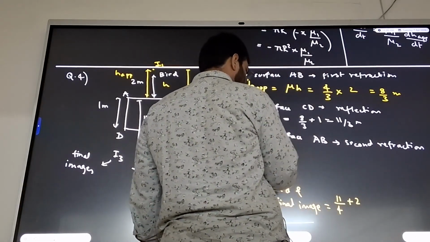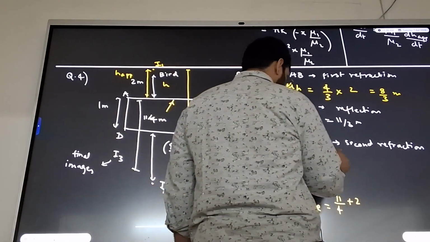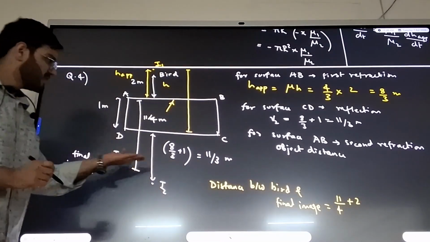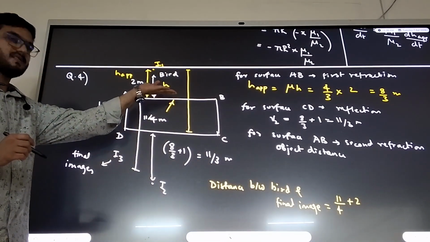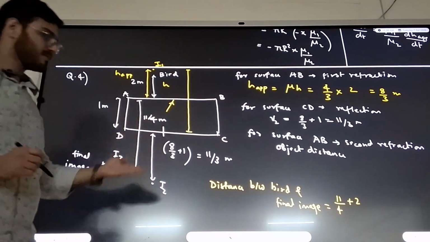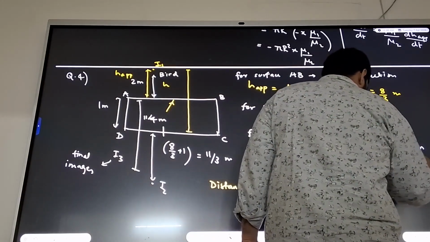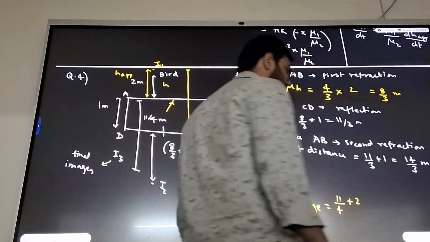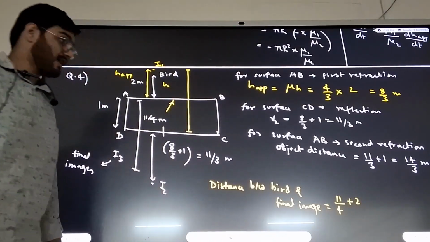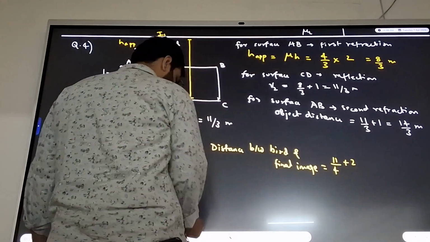So for the second refraction, the object distance. Do you understand? With respect to this surface, what is the distance of I2? 11 by 3 plus 1, na? So it should be 11 by 3 plus 1, and that is supposed to be 14 by 3 meters. And now tell me, what do we have to do now? Divide, or I think you have to divide. We have to divide, right? Then tell me, what will be the answer after dividing?